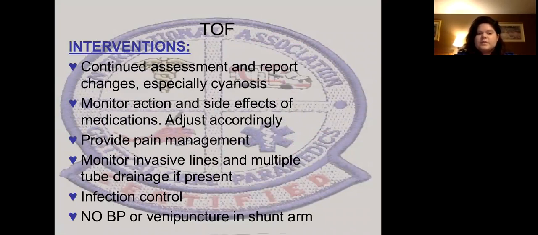Interventions are typically the same. Continue your assessment, report any changes, especially cyanosis. If they become cyanotic again, there's another issue going on. Know the action and the side effects of the medication that you've provided. Provide pain management, watch invasive lines, infection control. They do not get a blood pressure or venipuncture in the shunt arm. Again, neither does anybody else.